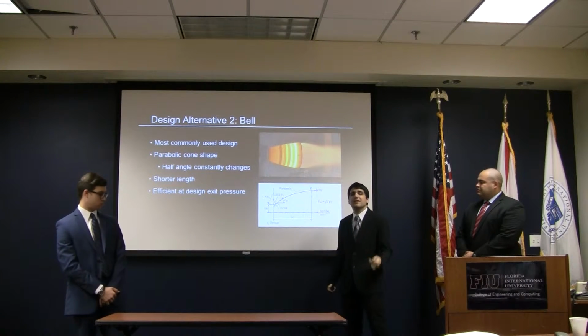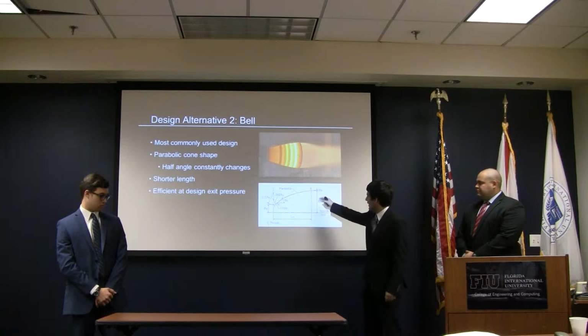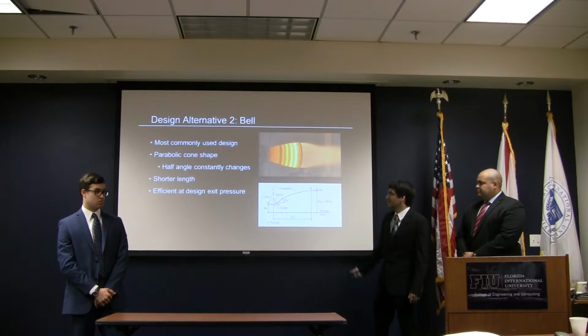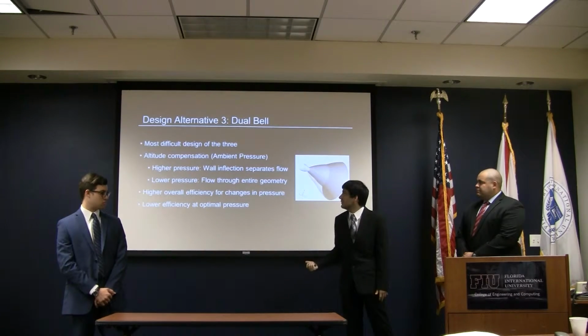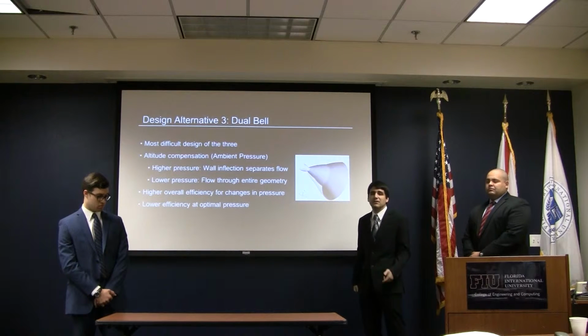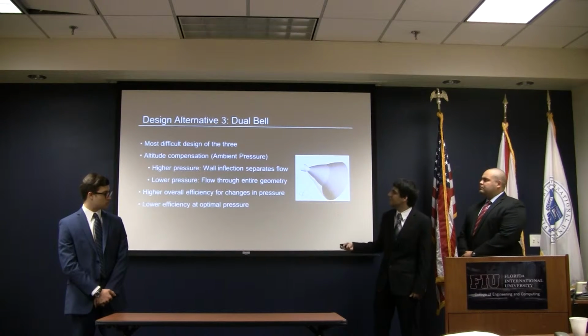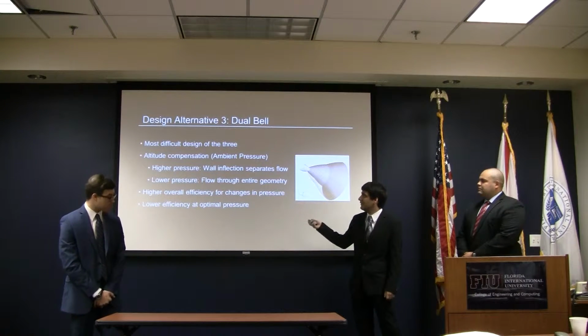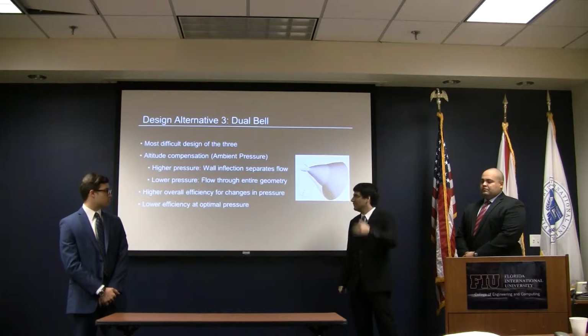It's very efficient at its design pressure, meaning that the exit pressure is equal to the atmospheric pressure. Our third design is going to be the dual bell nozzle. This one is the most difficult out of our three designs. However, it has altitude compensation, so it considers the change in ambient pressure as it rises in altitude.